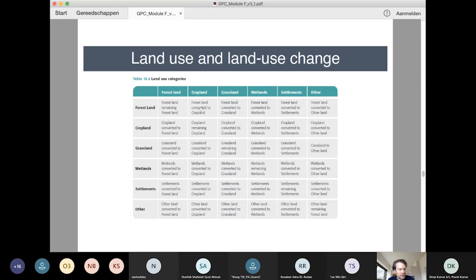You only need to consider changes over the last 20 years. Because emissions take a while to release, any change in the last 20 years needs to be included. Anything beyond that, you wouldn't include, and you would just assume the land use stays the same. But any change in the last 20 years, you should consider as a land conversion, and not as land remaining within the same land use category.